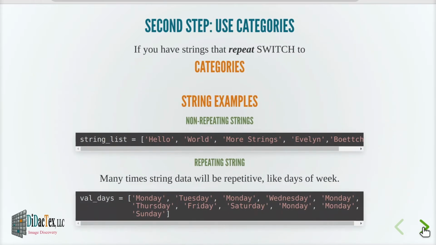So the second step is to use categories. Sometimes with numbers, but especially with strings that repeat. An example of strings that don't repeat: if you have a list of strings like hello world, or a whole bunch of unique identifiers, those don't repeat, and categories will actually make things worse. But a lot of times you have strings that do repeat, like the days of the week: Monday, Tuesday, Monday, Wednesday, Sunday. With smart use, this is a great candidate for categories.